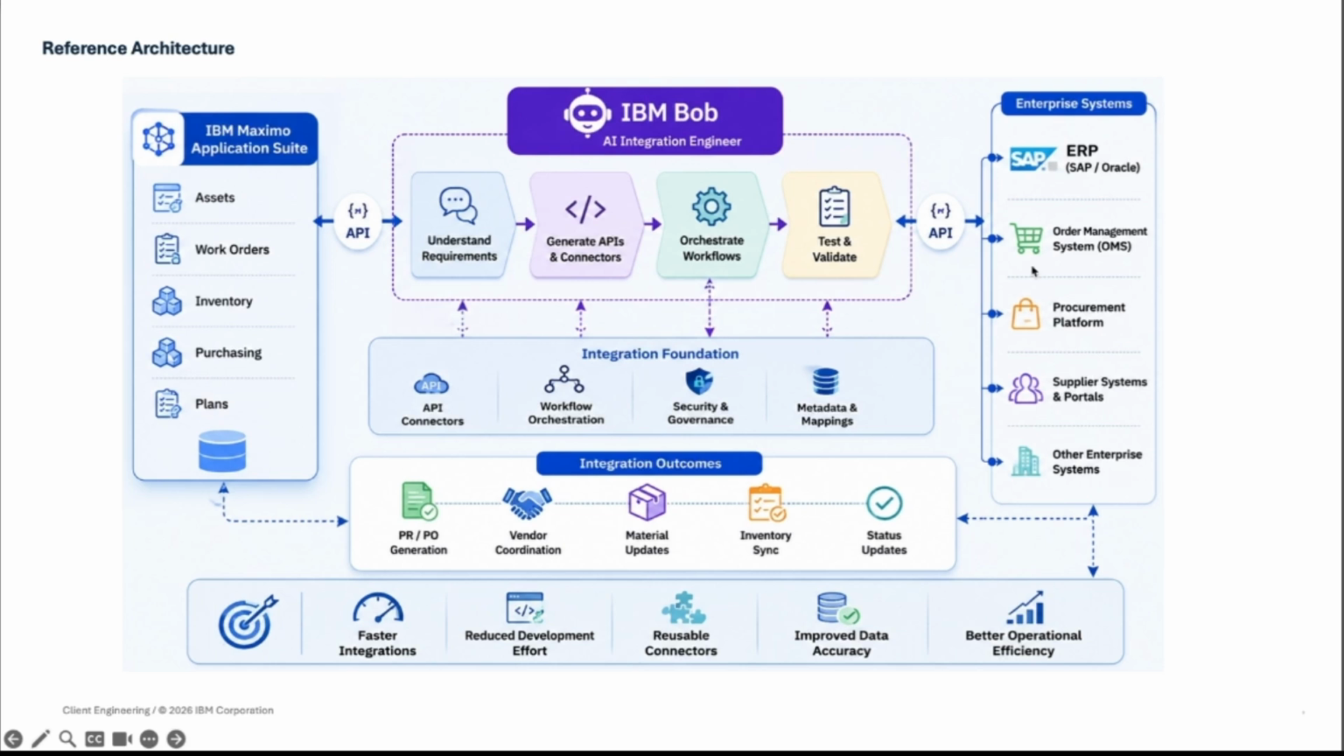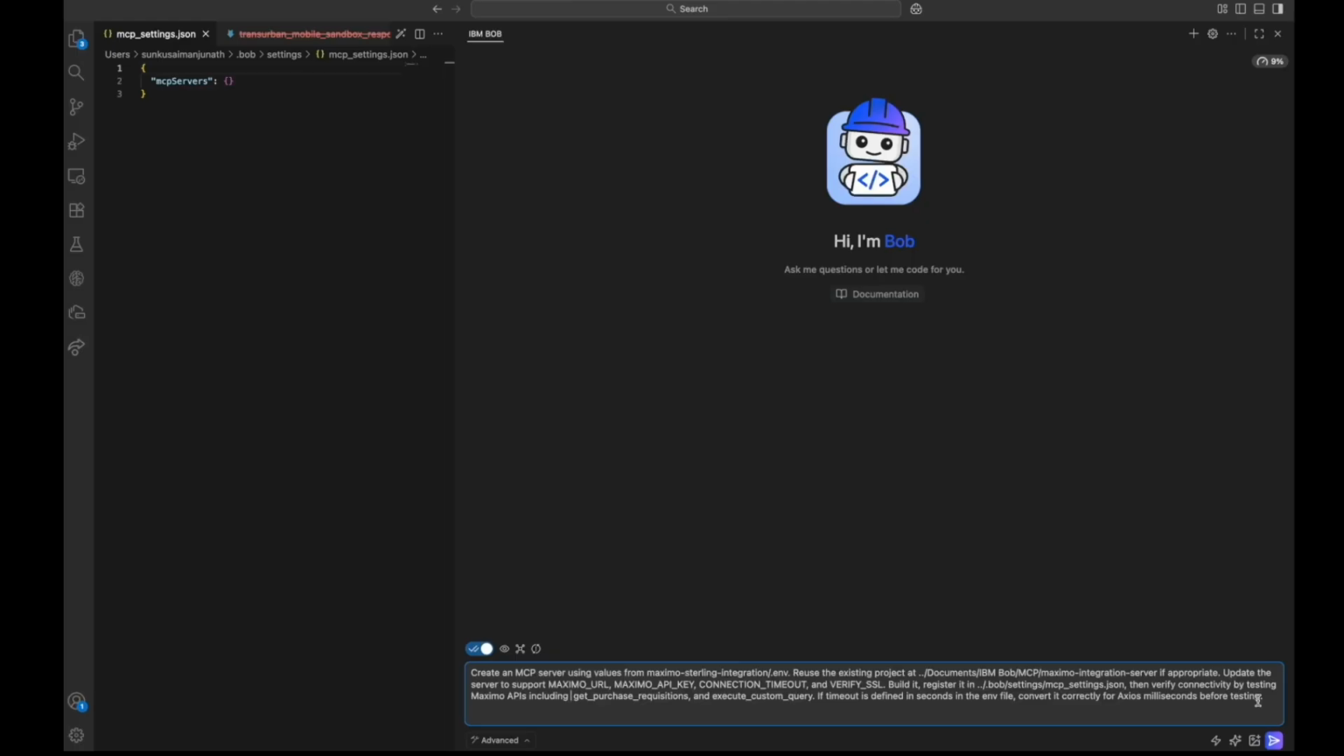Now, let's see how Bob helps us create the required APIs and automate this process. Let's see how we implemented this use case using Bob. The first step is establishing connectivity. We asked Bob to create an MCP server.